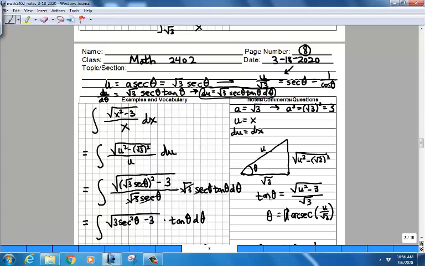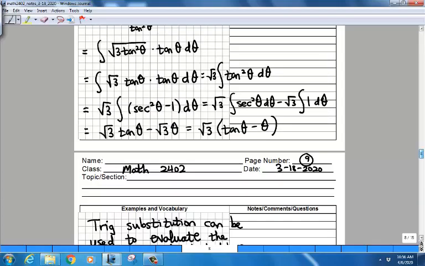So we know what tangent of theta is now in terms of u, and we know what theta is now in terms of u. So that's what I have to substitute in here for these two things. Let's see if I have room to write that down. So what I have is the square root of 3 times tangent of theta, which was the square root of u squared minus 3 over the square root of 3, and theta was the arcsecant of u over the square root of 3, correct?